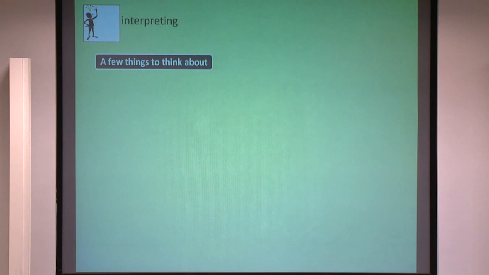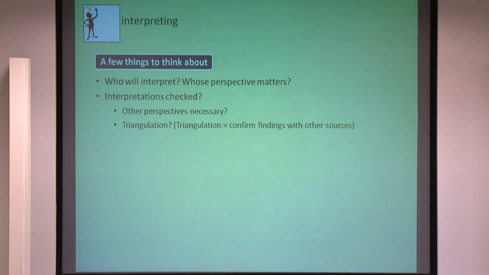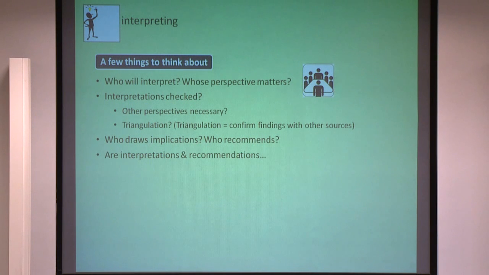Someone has to interpret the data. Someone has to draw conclusions. So a few things to think about on that topic. Who will interpret? Whose perspective matters here? Should interpretations be checked? Are other perspectives necessary? Is triangulation necessary to confirm findings with other sources? Data manipulation can happen at this stage. One recommendation is to have more than one decision maker involved in the interpretation process, so that's a negotiated type of conclusion that they arrive at. Who draws conclusions? Who recommends? Are interpretations and recommendations evident from the data? And if so, are they stated so decision makers and others can understand?